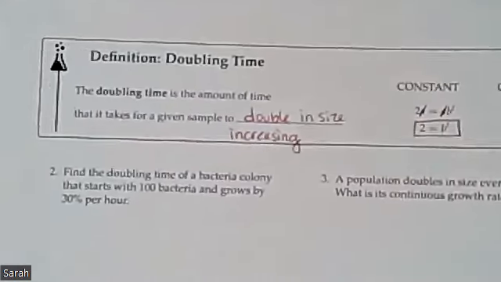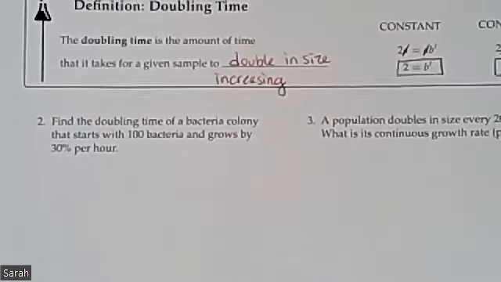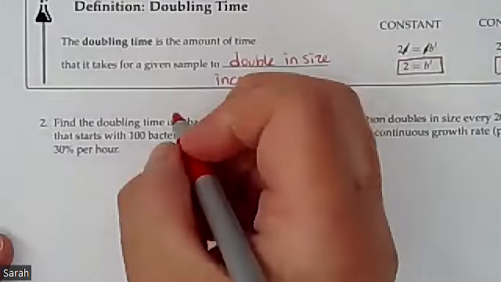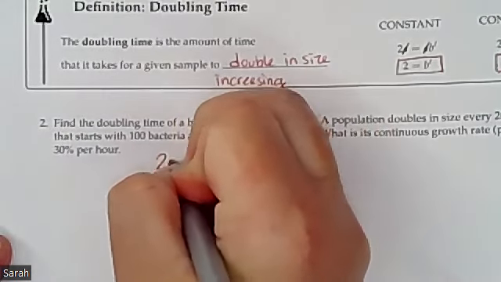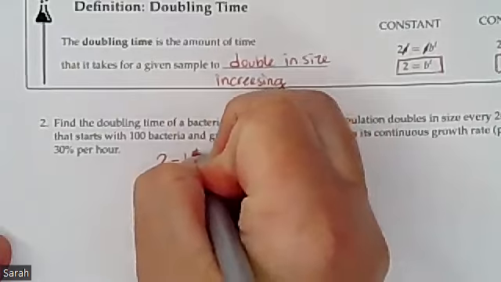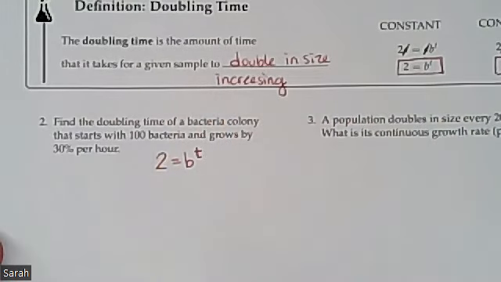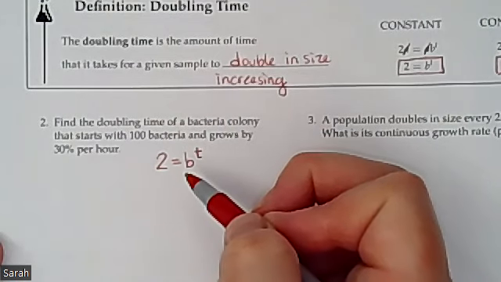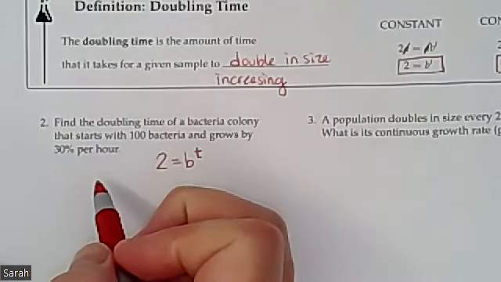All right, so let's look at a couple of examples. We're going to start by finding the doubling time of a bacteria colony that starts with 100 bacteria, and it grows by 30% per hour. So that 30% per hour is indicating a constant growth rate. So we'll use this form, 2 is equal to B to the T. The thing we're supposed to be finding is the time, so we need to find T, which means we must know what B is. So let's see if we can figure that out.